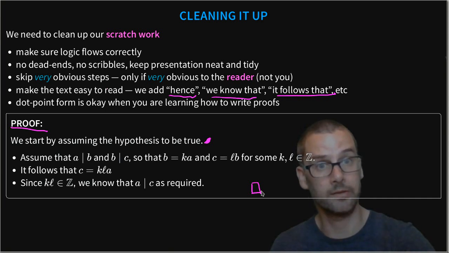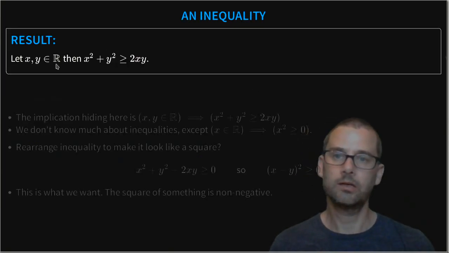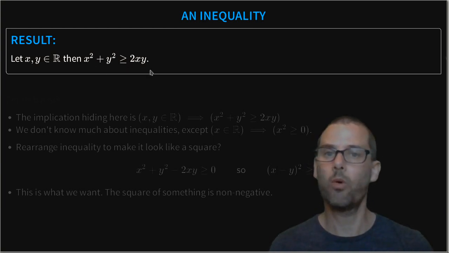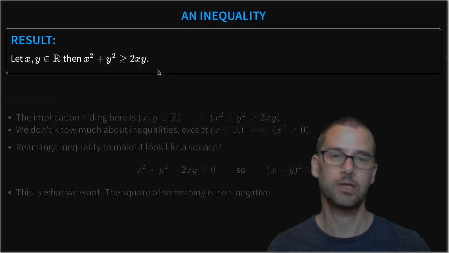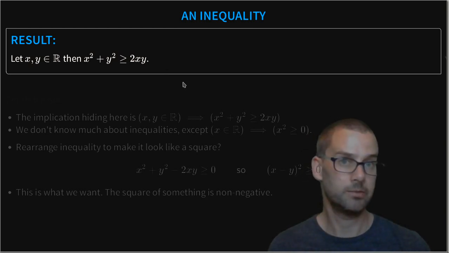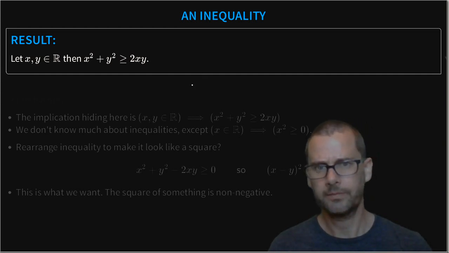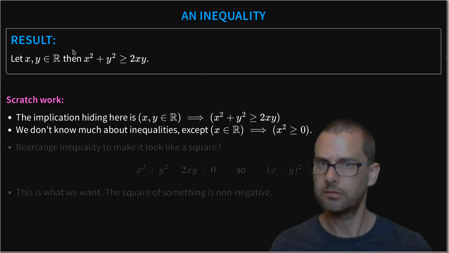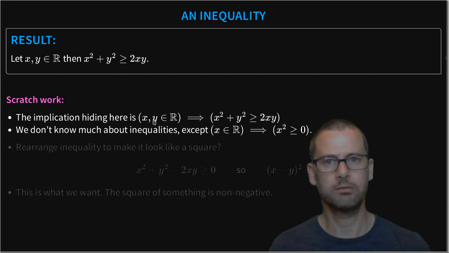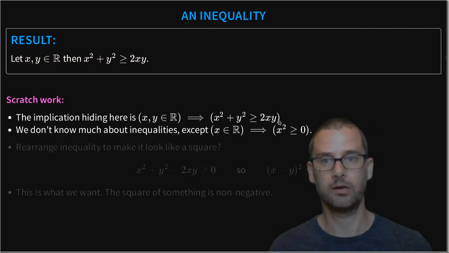Okay, let's do another one. So let's do an inequality now. Let x and y be real numbers, then x squared plus y squared is always bigger than or equal to 2 times x times y. Now, inequalities tend to be difficult to prove, so let's mess around with the scratch work here. Inside the statement of this result, there's really an implication hiding. It's really telling me that if x and y are real numbers, then this inequality holds.